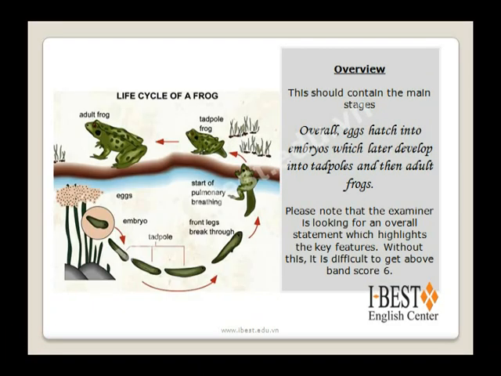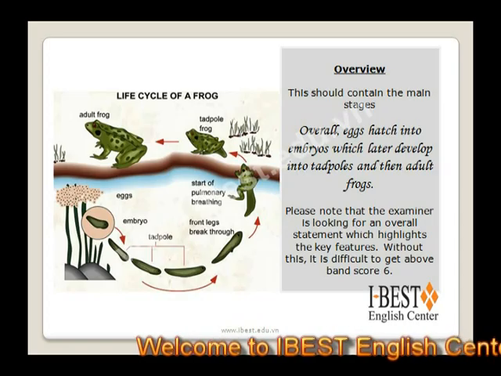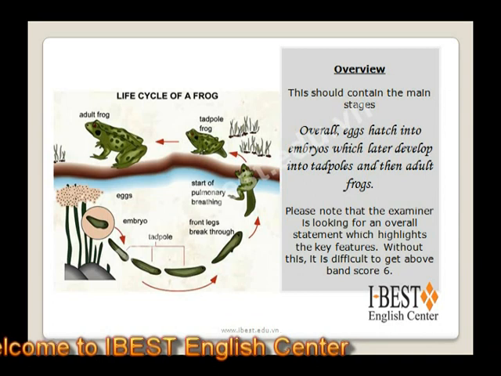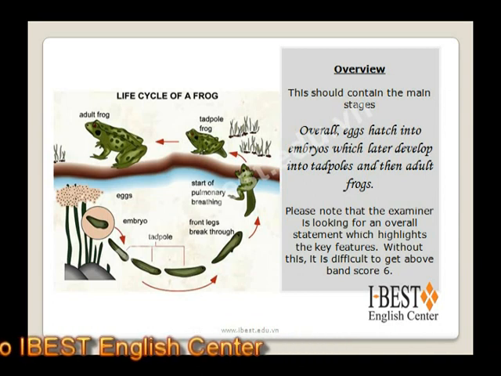Let's look at the overview. This needs to contain the main stages. For students who are aiming for a band score 6 and above, the overview needs to be clear and easy to find. If you look at the public band score descriptors published by IELTS, you will see the examiner is looking for this. Here is an overview for this diagram.